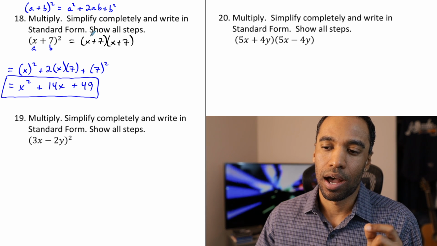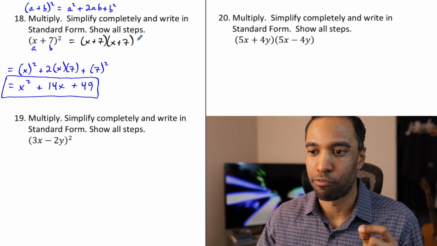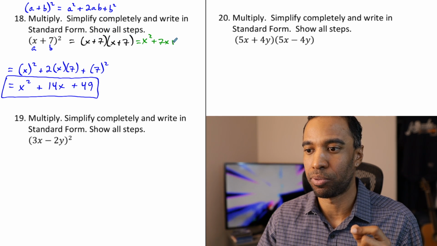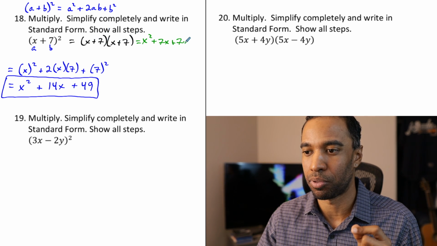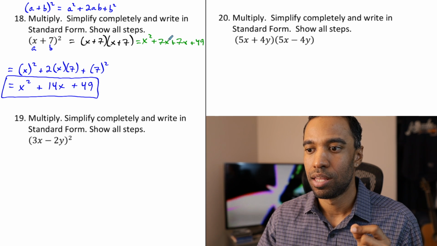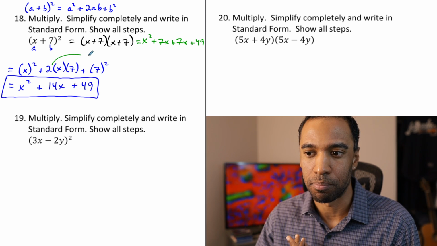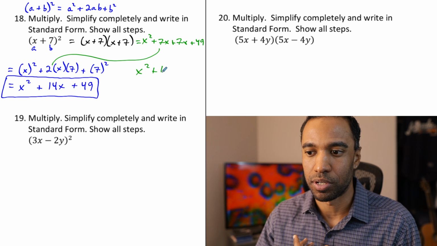All right, x plus 7 times x plus 7. If you wanted to FOIL instead, you would get x squared plus outside 7x plus inside 7x plus last term is 49. The 7x's, you can tell, are the same, so you double them, right? That's what this comes from, doubling. And then you get x squared plus 14x plus 49.